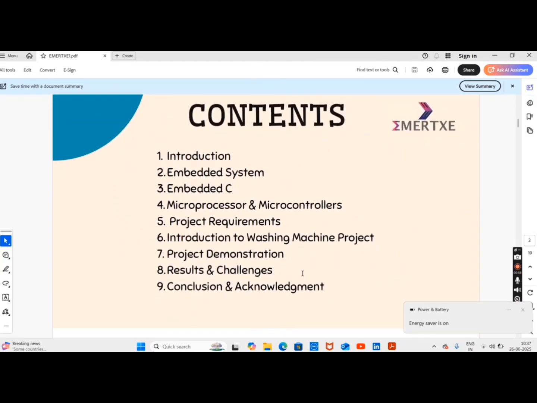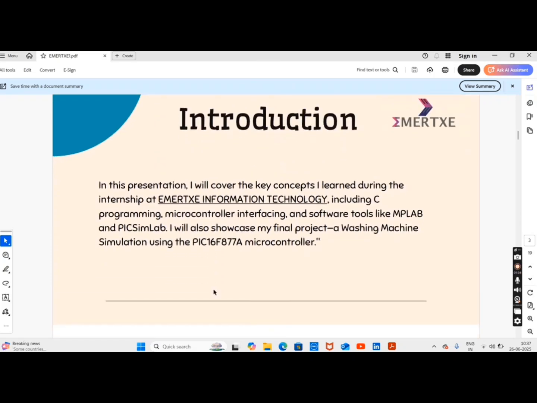Now we move to the next content. First is introduction, second is embedded system, third is embedded C, and fourth is microprocessor and microcontroller. Fifth is project requirement, sixth is introduction to washing machine and project, seventh is project demonstration, and eighth is result and challenges. Ninth is conclusion and acknowledgement. Now we move to the next slide.